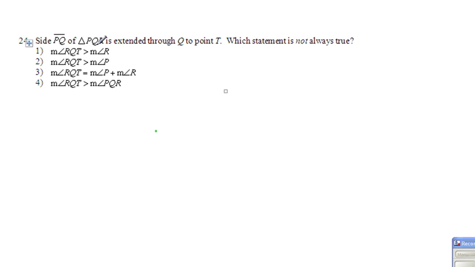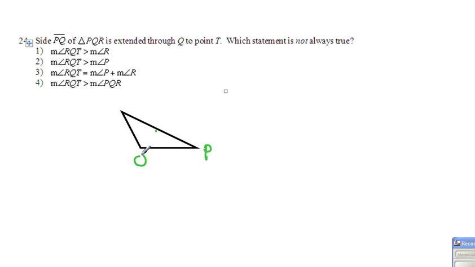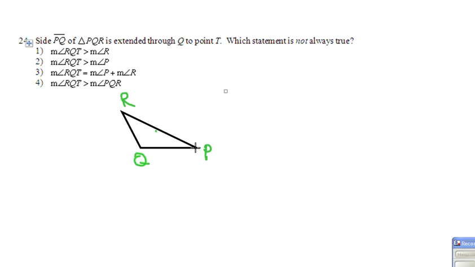Triangle PQR. So let me try to draw the triangle first. So here we have P, Q, R, and then PQ is extended through Q, and then at the point T. That is the new point.